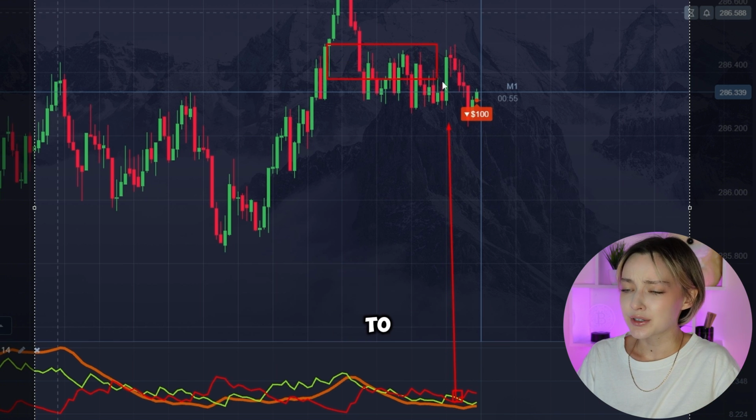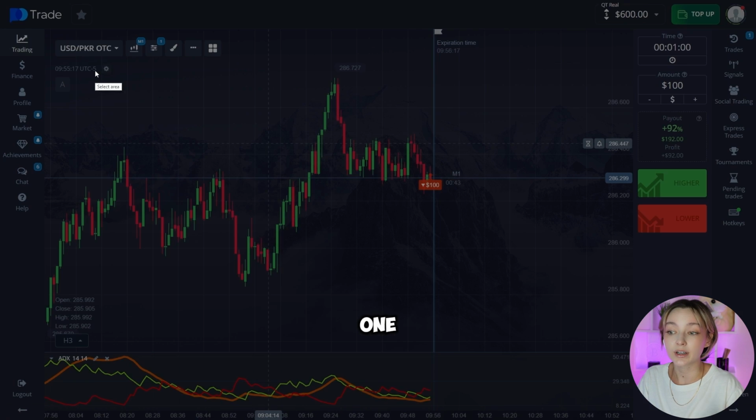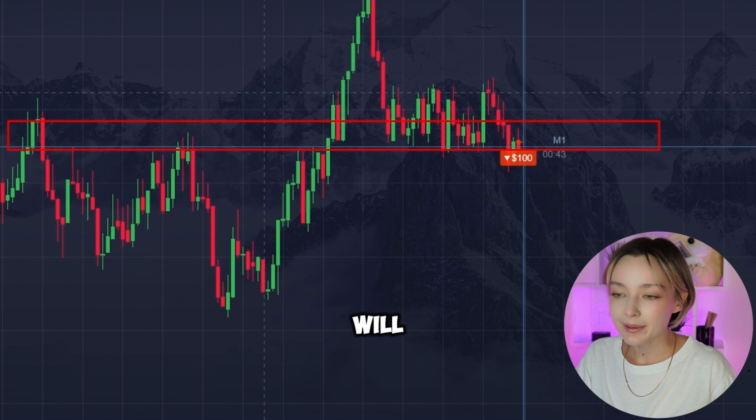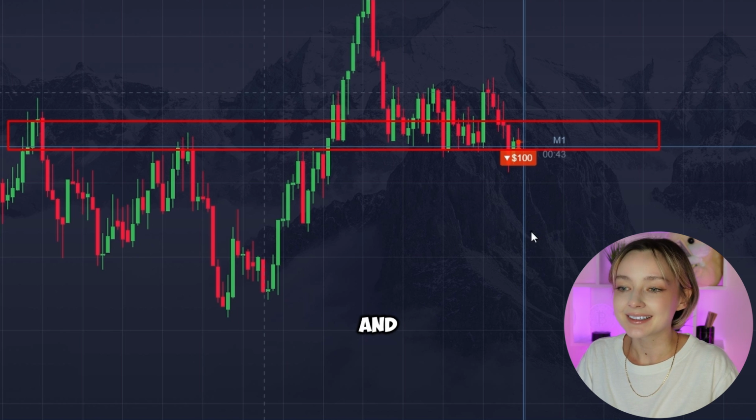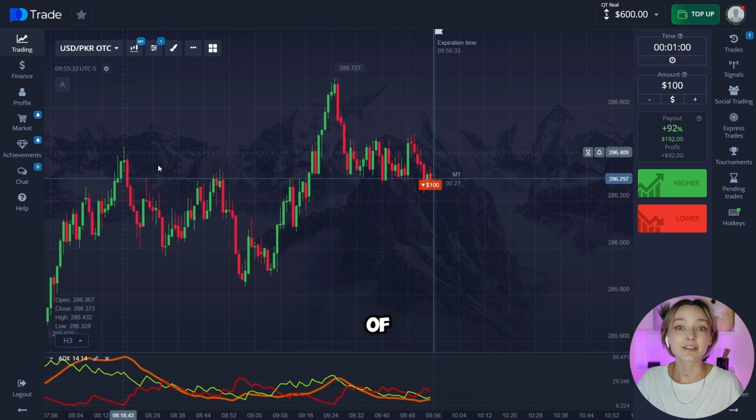But I would also like to note the market was recently going sideways, so basically the price was moving within one narrow range. If we draw a resistance level just like this, we will notice there was a breakout before. The price broke through the support level and came back to test it once again. So we're placing a trade downwards in the direction of that breakout.